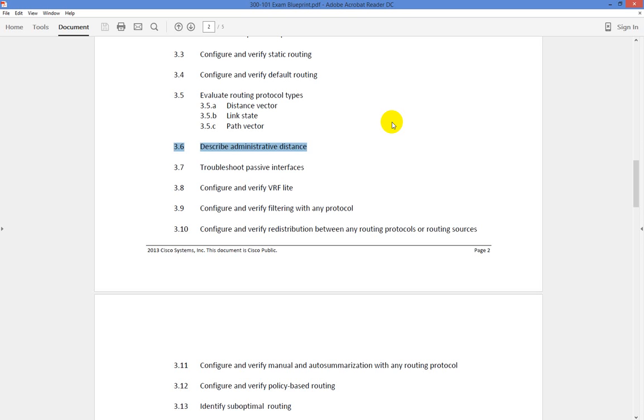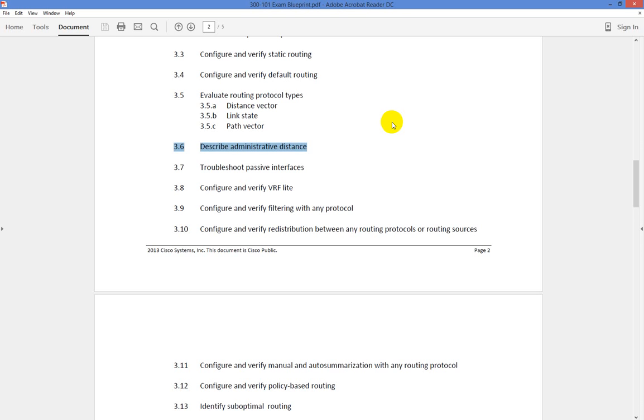So they say longest match. I'm sorry, that's actually the word I was looking for. If you have two longest match routes, so they're equal, they match on longest match, but they come from the same protocol, you're going to take the one with the lowest cost. Now, if you have the same longest match but they're learned from different protocols, you're going to choose the protocol with the lower administrative distance. So that's how your tiebreakers work.